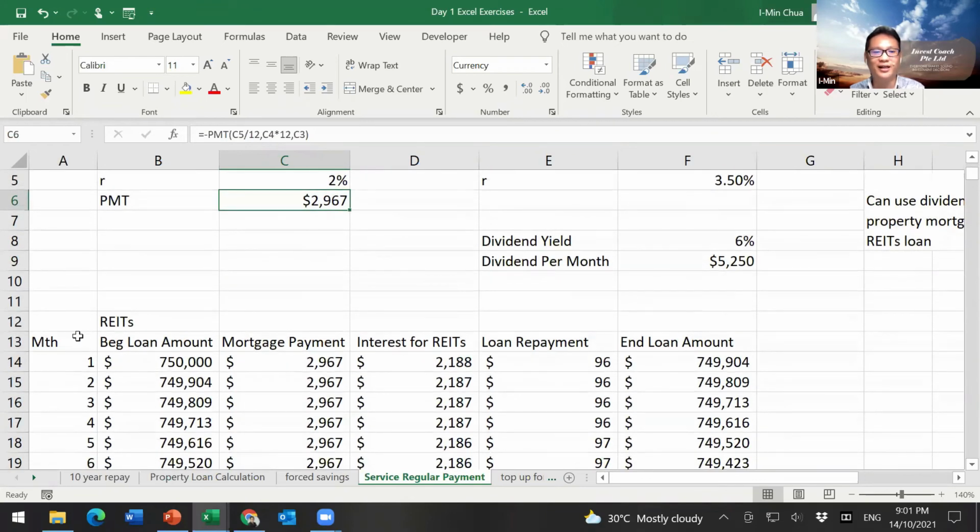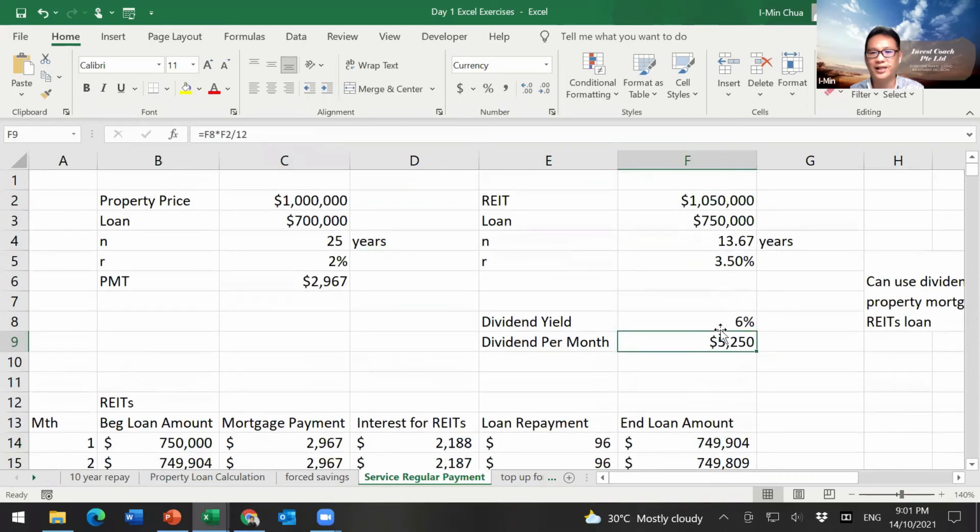The REITs, the beginning loan amount is 750, correct? I actually have a dividend about 5250 per month, 6% of this. This 5250, I go and cover the payment for the mortgage 2967. The interest for REITs is actually 3.5 of 750. I can actually pay the interest. I still have $96 left.